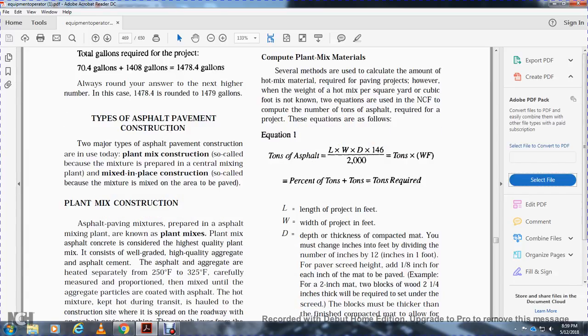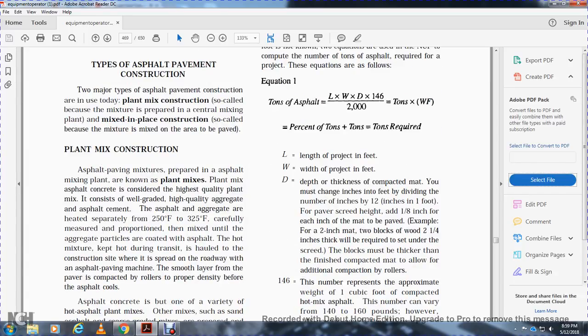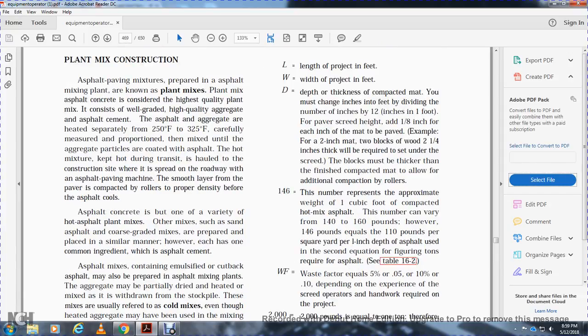Length of the project in feet. Width of the project in feet. Depth is the thickness of the compacted mat. You must change inches to feet by dividing the number of inches by 12 inches per foot. For the paver screed, height 1/8 of an inch at the end of the mat may not be paved. Example of a 2-inch mat: 2-inch blocks and 2/4 inch thick would be required to set under the screed. Most blocks may be thicker than the finished compacted mat to allow for the additional compaction of the rollers.